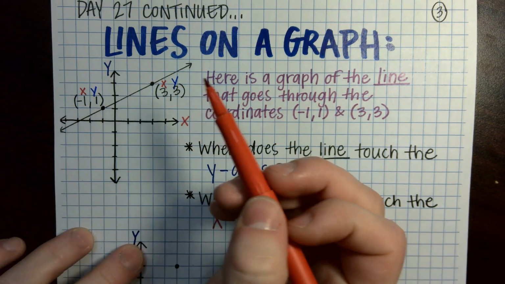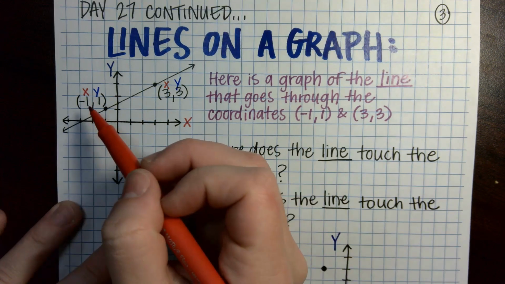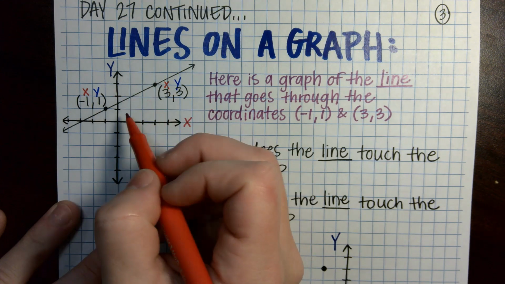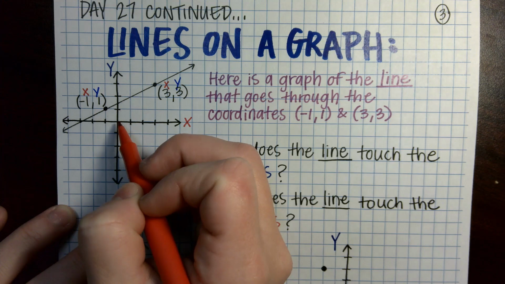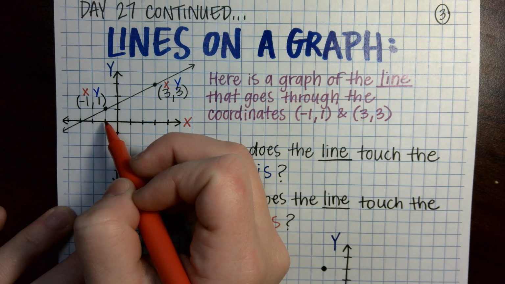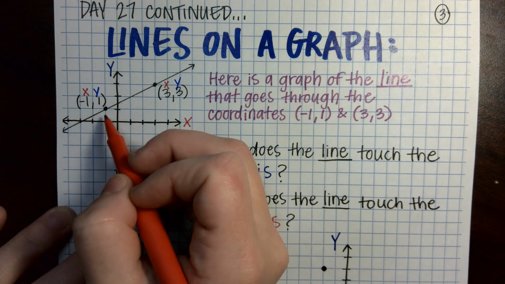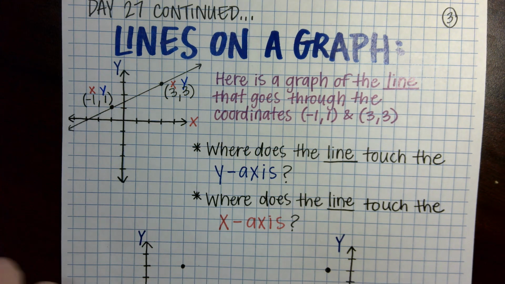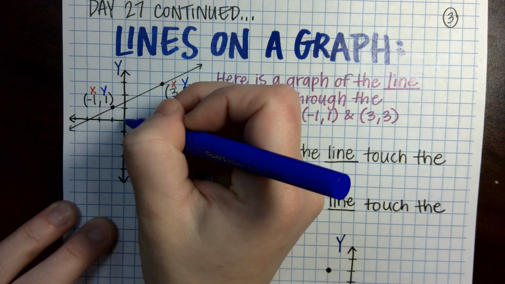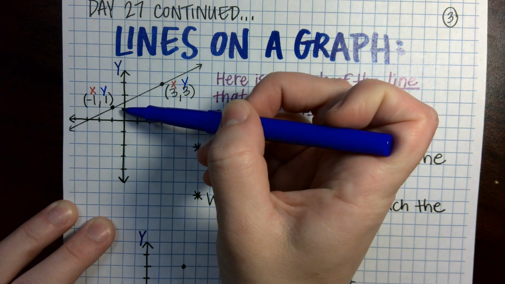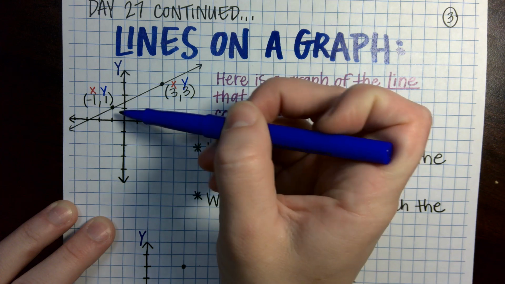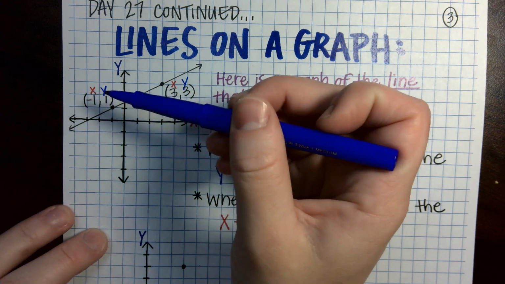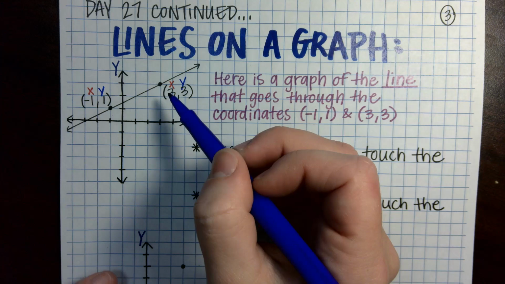So we can see with our first point, let's look at negative 1, 1. In the x direction, if I start from 0 at the middle of my graph and I go over 1 to the left, that would put me at x is negative 1. And you can see my point lines up perfectly with negative 1. All right, and then we also see that on the y-axis, we count up 1, so that's positive 1. So that's where we got those numbers.